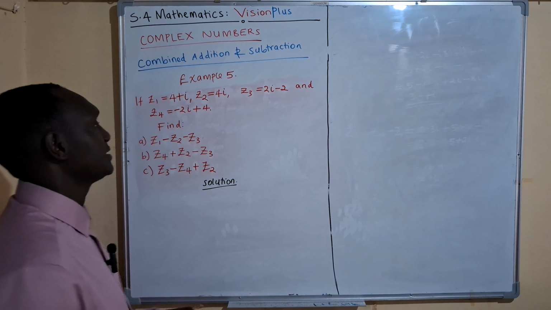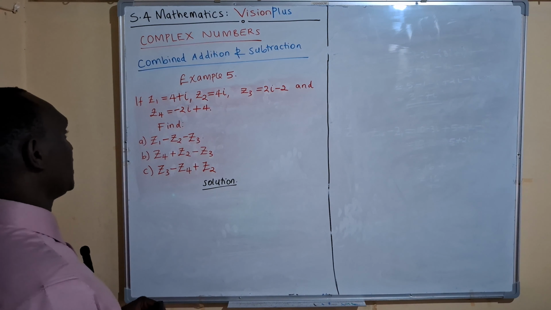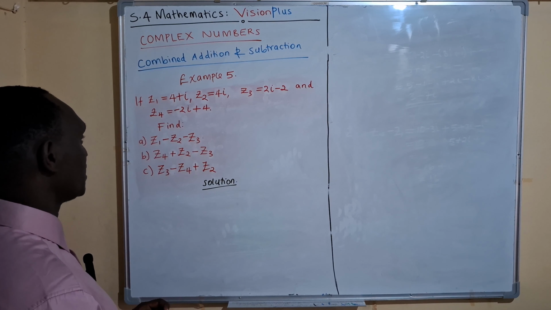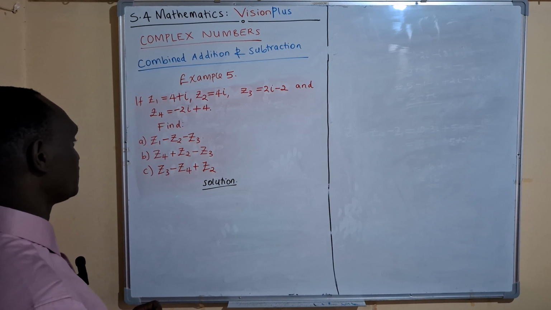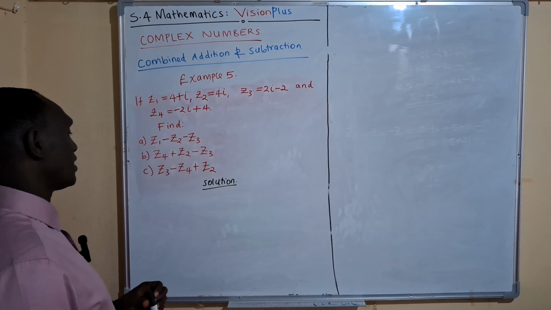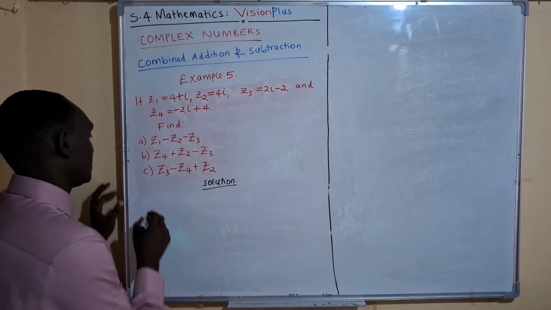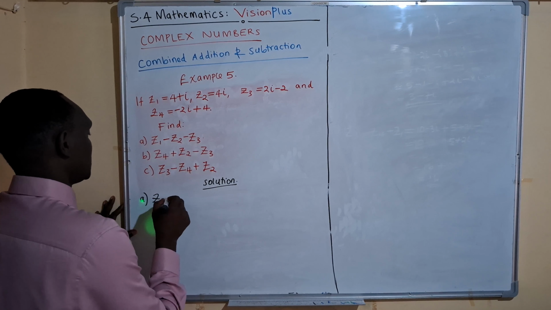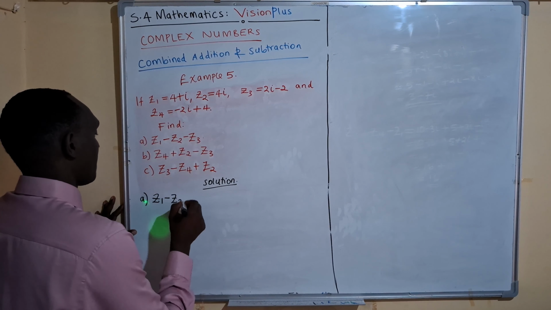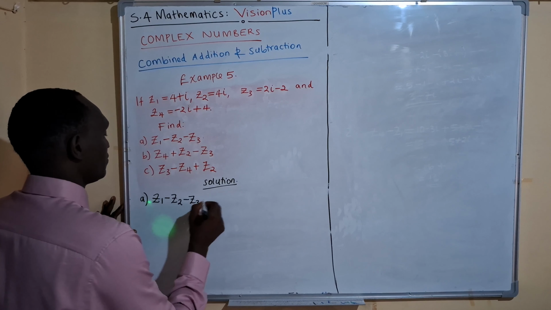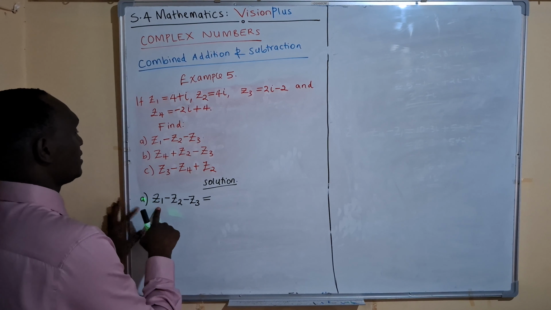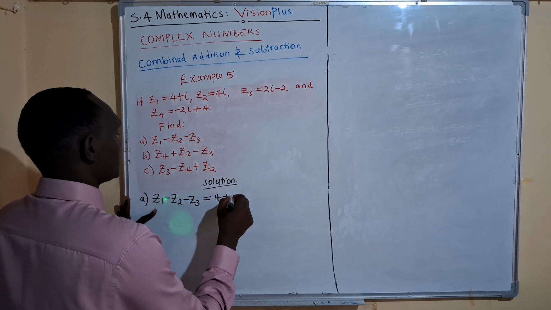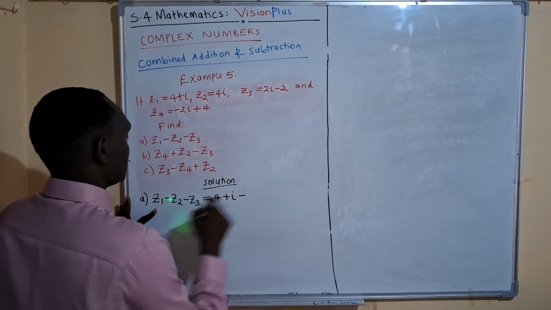Example 5 says, if z1 is 4 plus i, z2 is 4i, z3 is 2i minus 2, and z4 is negative 2i plus 4. Find z1 minus z2 minus z3. So part A on the solution would be, since they're saying z1 minus z2 minus z3, we need to substitute for z1. What is z1? z1 is 4 plus i minus z2.